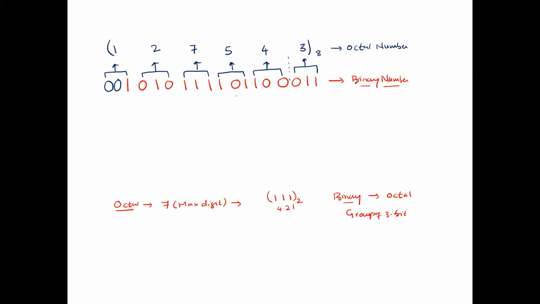For any given binary number, from the LSB you need to form groups of 3 bits each, and those 3 bits you are supposed to replace with the equivalent octal digit. So that is the way, right?